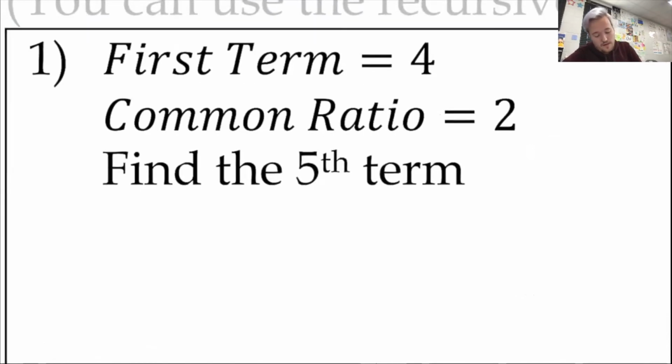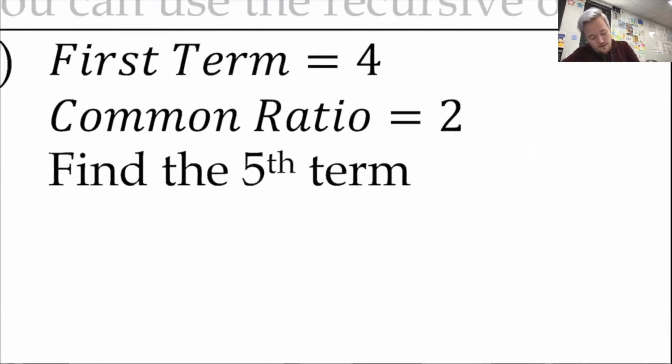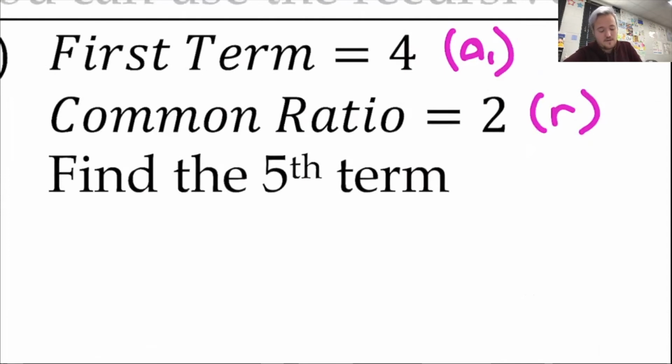So if I tell you the first term is 4, I'm telling you this right here is a 1. And the common ratio, this is your R value. So because it tells you a ratio, this is so important, this part right here. It tells you ratio. That implies that it's going to be geometric.